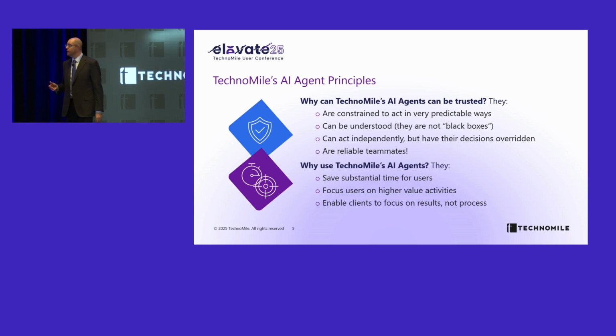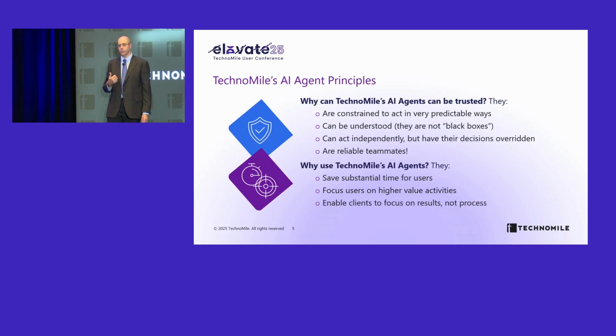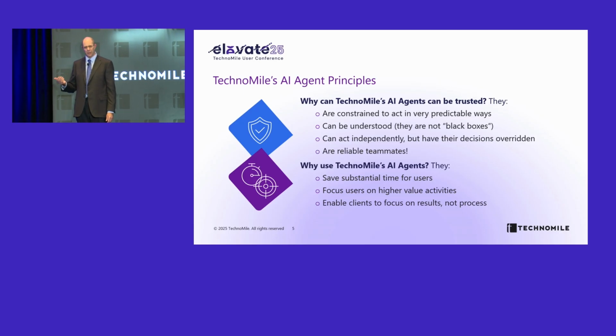They can be understood; they're not black boxes. So if I showed you the logic and prompts I used, you'd go, oh, I know why it's acting this way. They can act independently, but have their decisions overridden. That's one of the things I want to be able to do. They're not making a final decision. They could write data into a system, but you have to be able to change it. And so that makes them reliable teammates in your system.